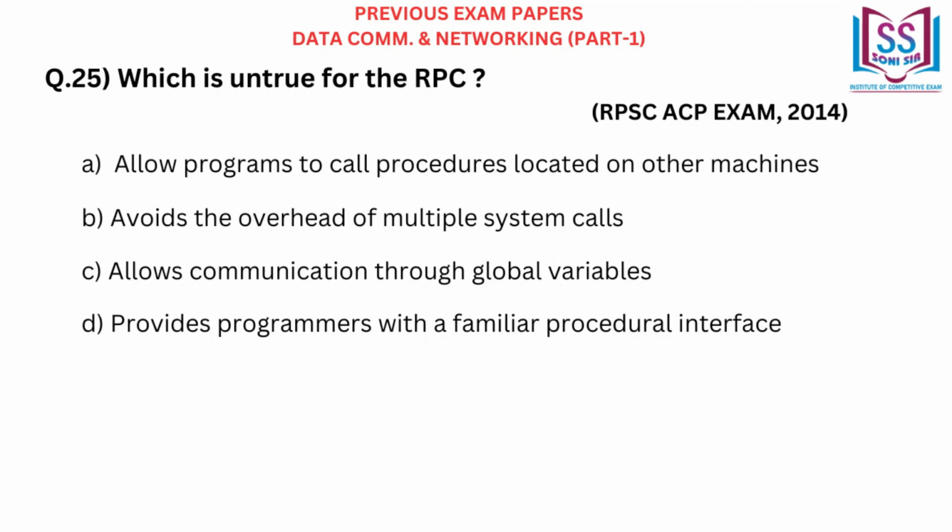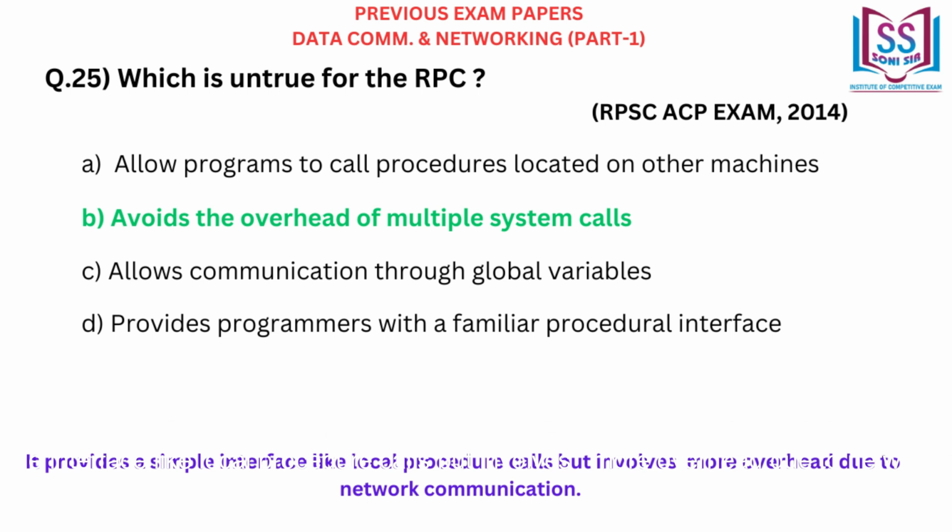Which is untrue for the RPC? A. Allow programs to call procedures located on other machines. B. Avoids the overhead of multiple system calls. C. Allows communication through global variables. D. Provides programmers with a familiar procedural interface. Correct answer: B. Avoids the overhead of multiple system calls. It provides a simple interface like local procedure calls, but involves more overhead due to network communication.